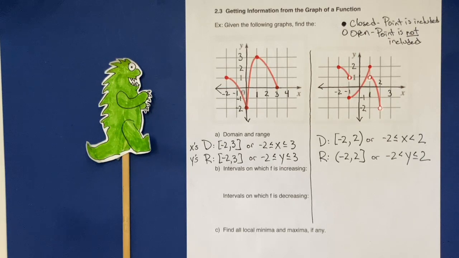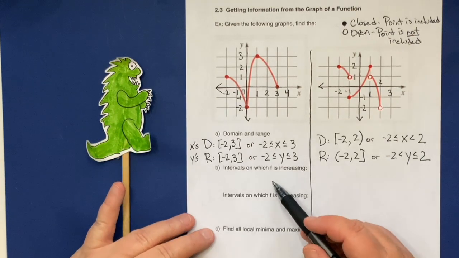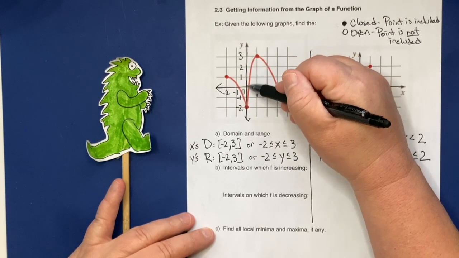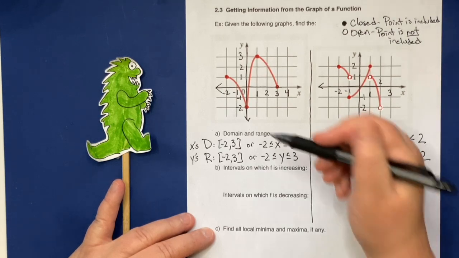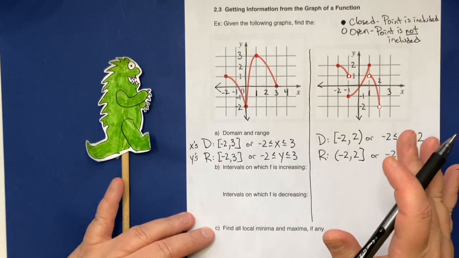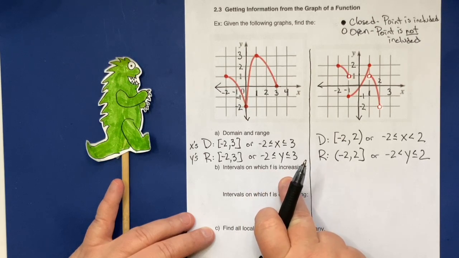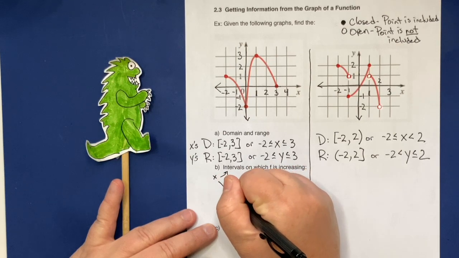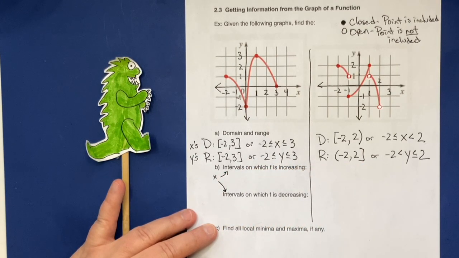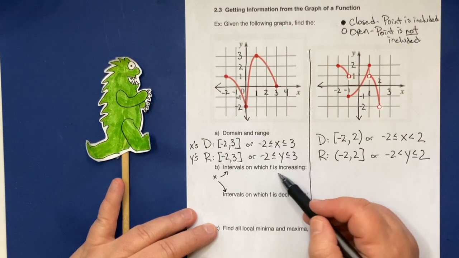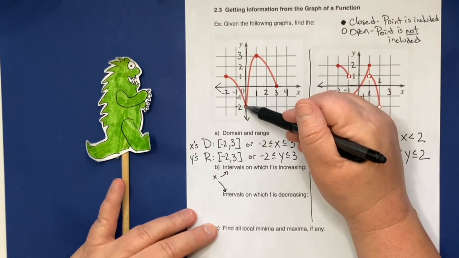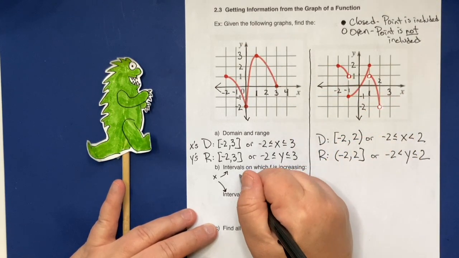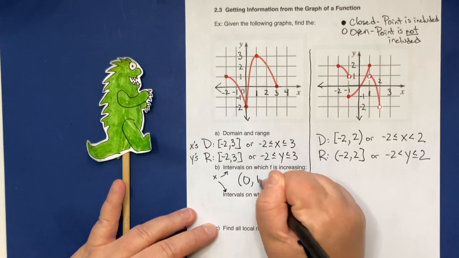Intervals on which f is increasing. I think f is increasing right there. So this interval right there. And now, what interval do I say? Do I say -2 to 3? And the answer is no. When it asks for the intervals on which f is increasing, it is asking for x for both of these. It wants to know the x values. So when is y getting bigger? Y is getting bigger from this point when x is 0 all the way up to this point when x is 1. So I'm going to include the 0 to 1.